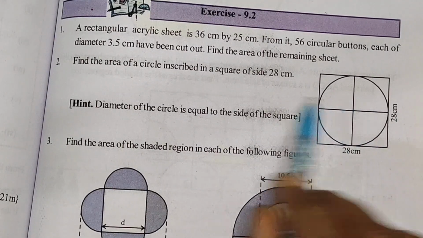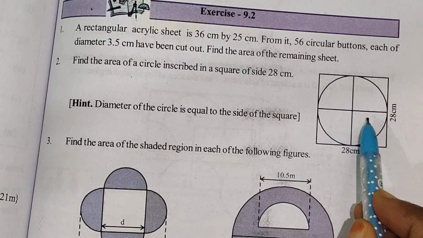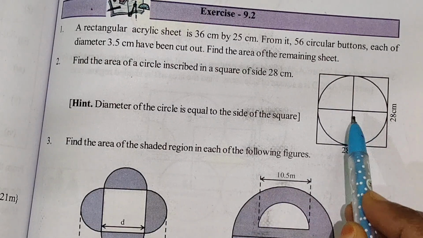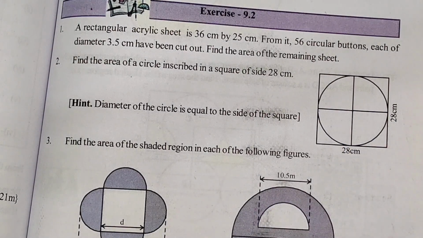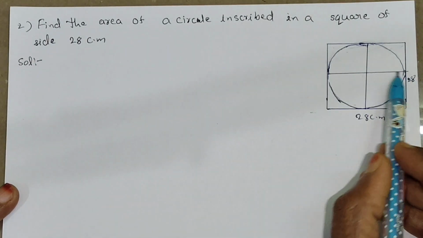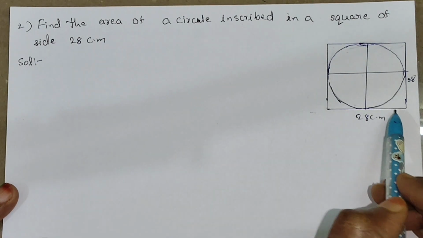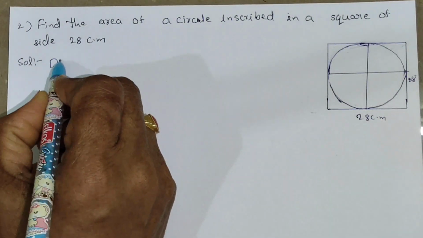So now we find the area of the circle. Here the radius is 14. So we find that. Here the diameter of the circle is equal to the side of the square, equal to 28 centimeters. We write that one.